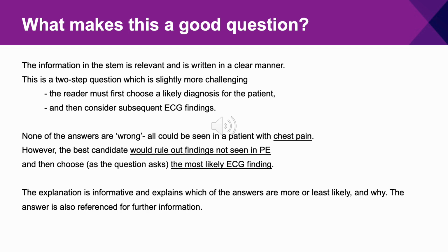So none of the answers are wrong for chest pain, but the good candidate will quickly rule out the findings that are not seen with PE, which are answers 4 and 5. And out of the top 3 answers, sinus tachycardia is the most likely ECG finding. Then the explanation is informative and it explains the answer and why the other 4 are least likely, and also gives information and a recommendation for further reading.